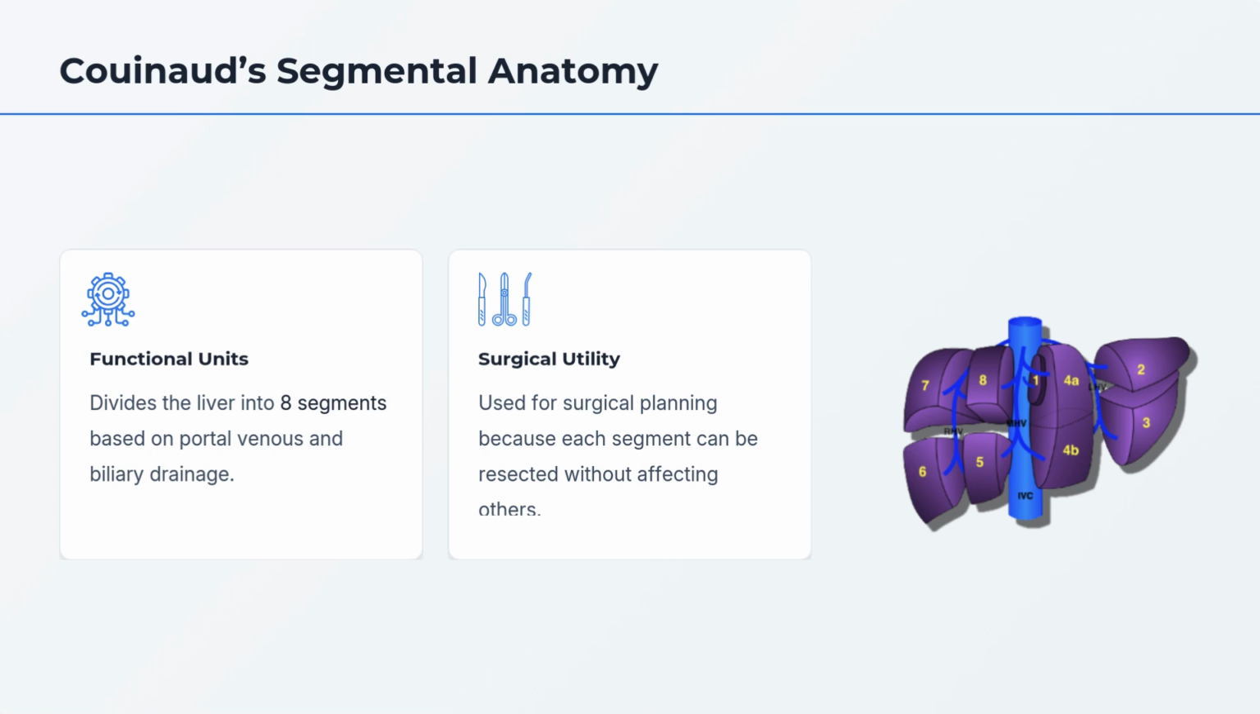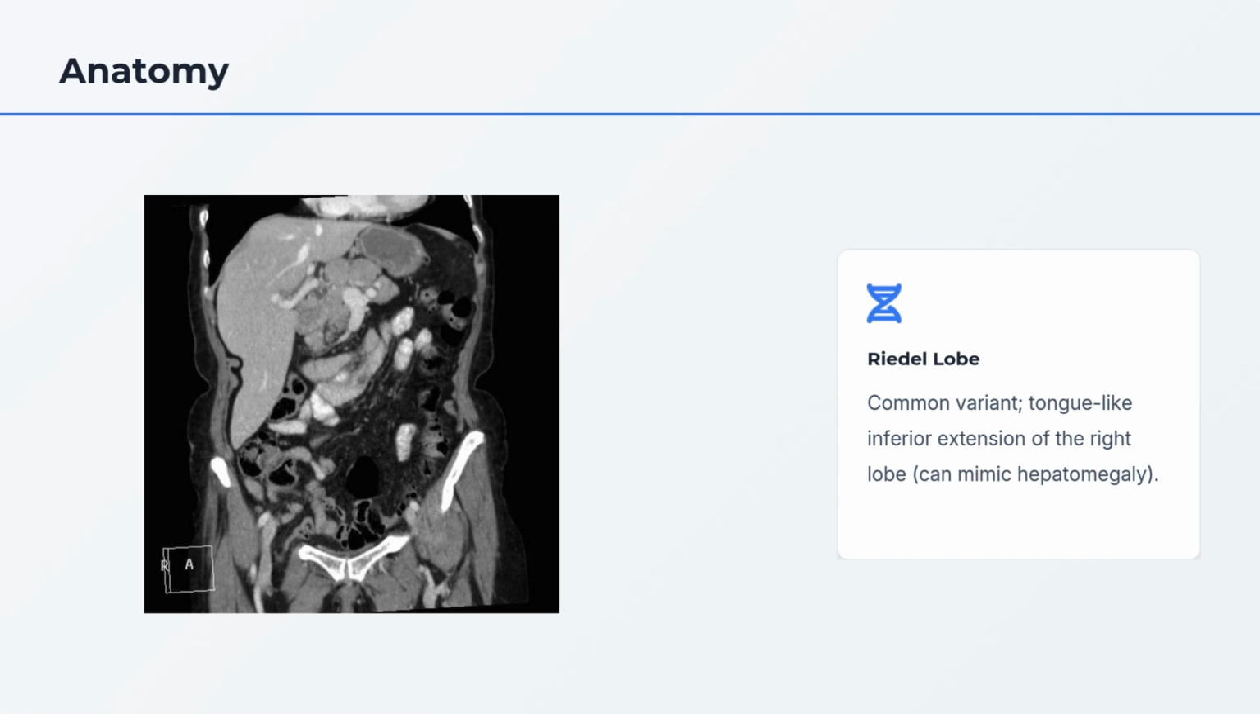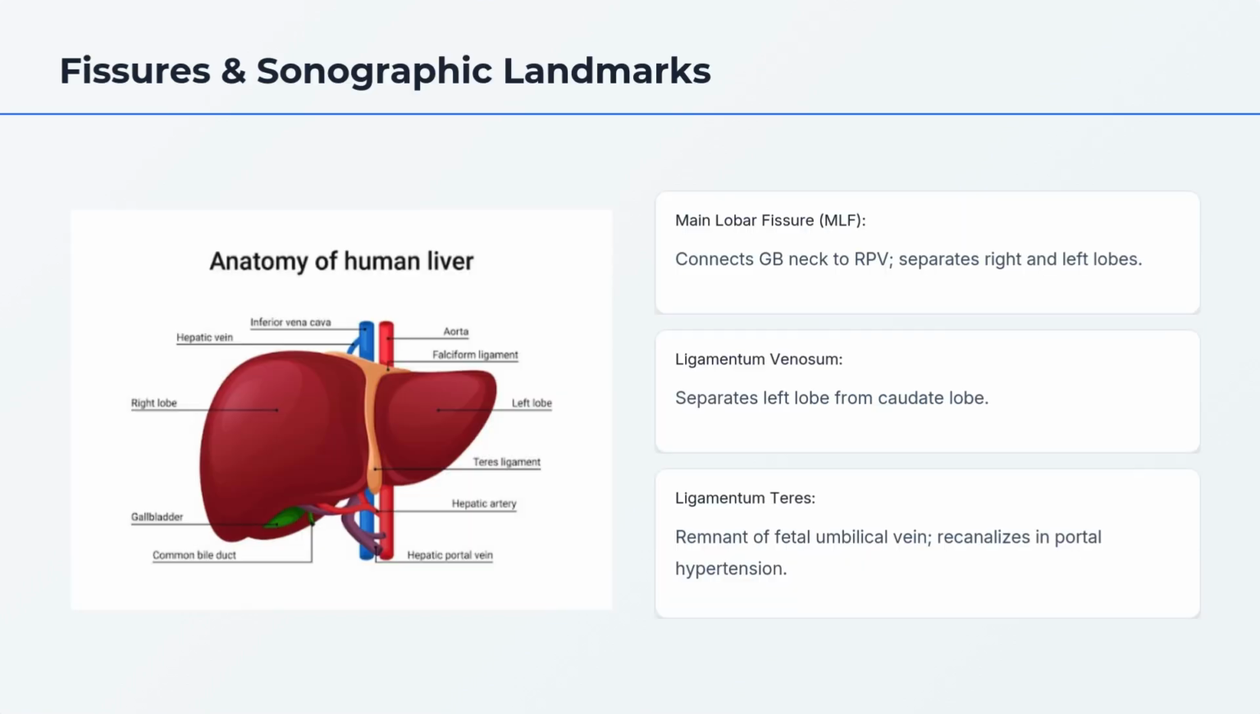We use Couinaud's system to divide the liver into 8 functional segments. This division is based on portal venous and biliary drainage, providing significant surgical utility by allowing for the resection of specific segments without compromising the remaining tissue. A common anatomical variant is a radial lobe, which presents as a tongue-like inferior extension of the right lobe. It is important to recognize this variant so it is not incorrectly identified as hepatomegaly.